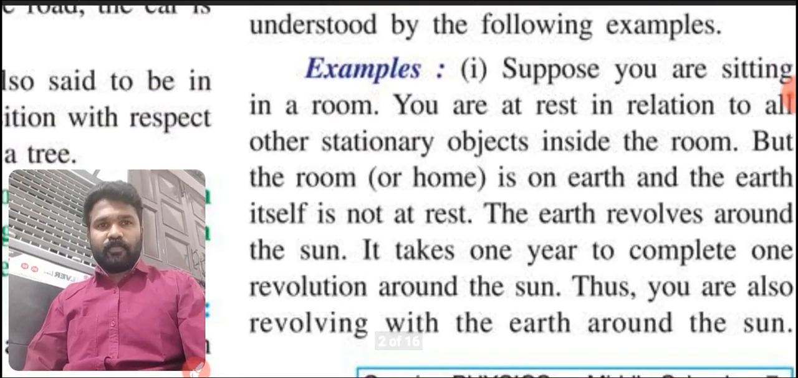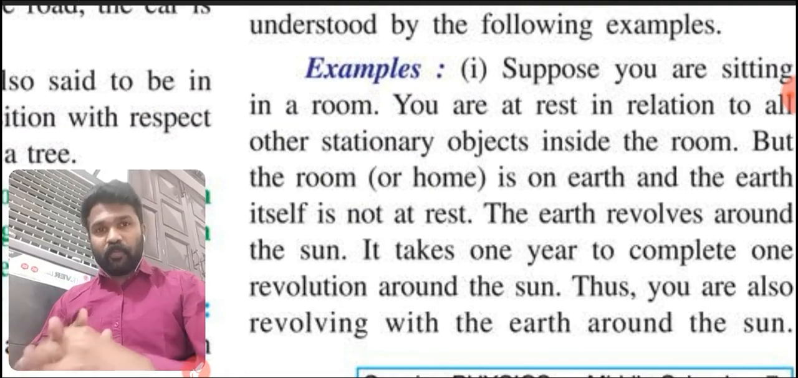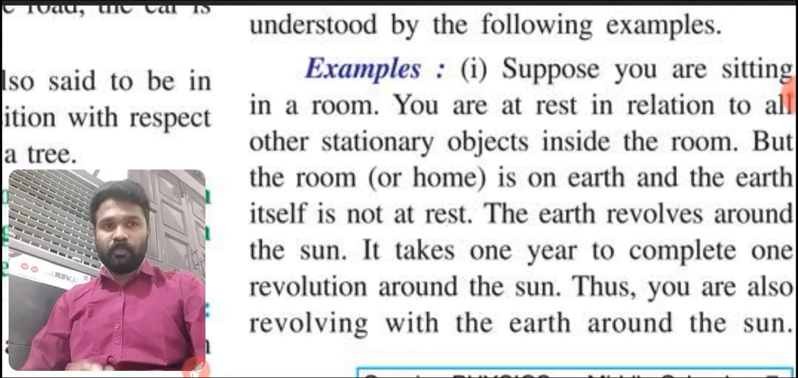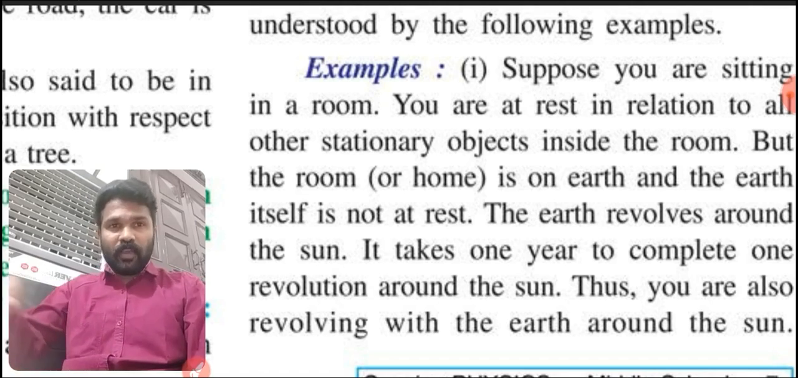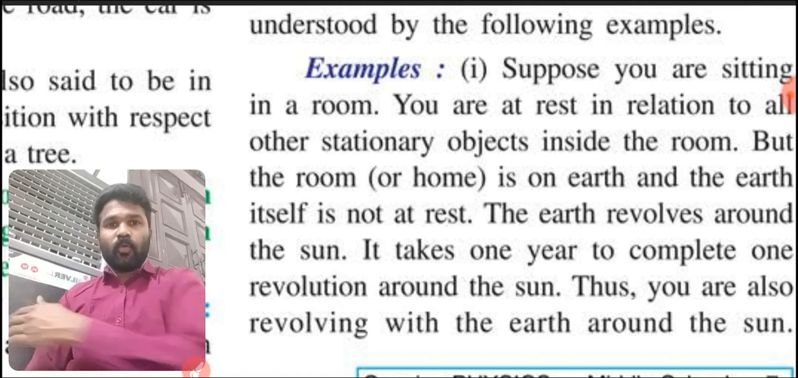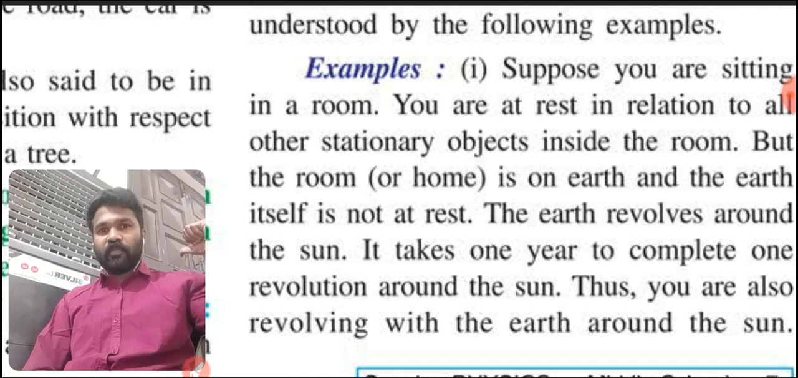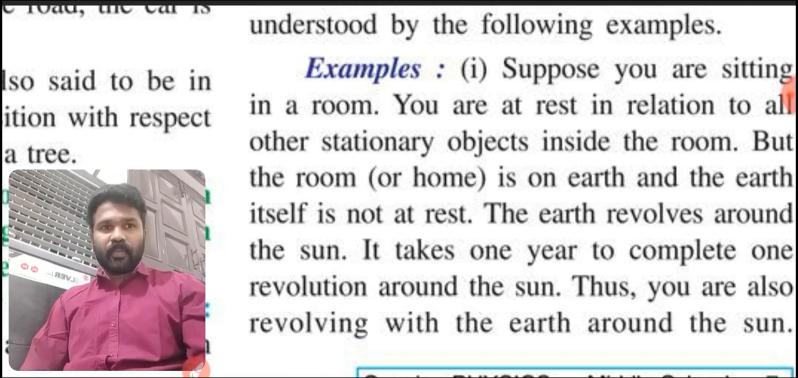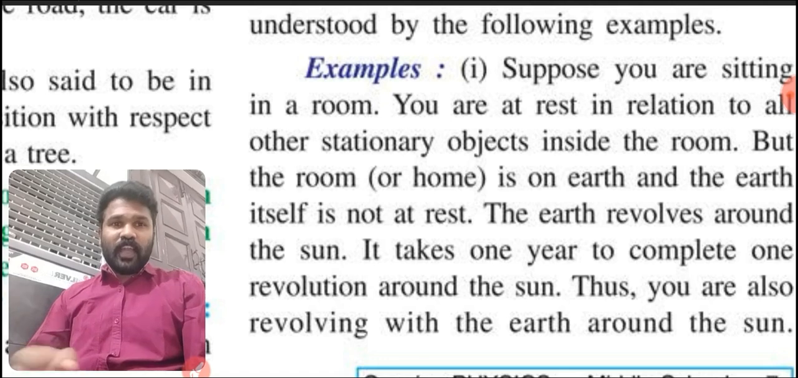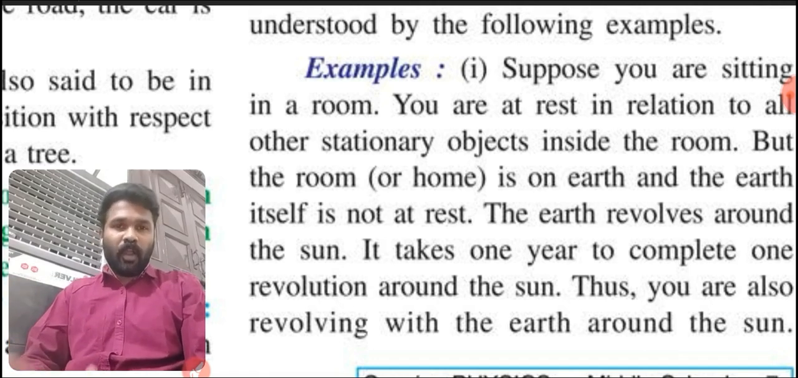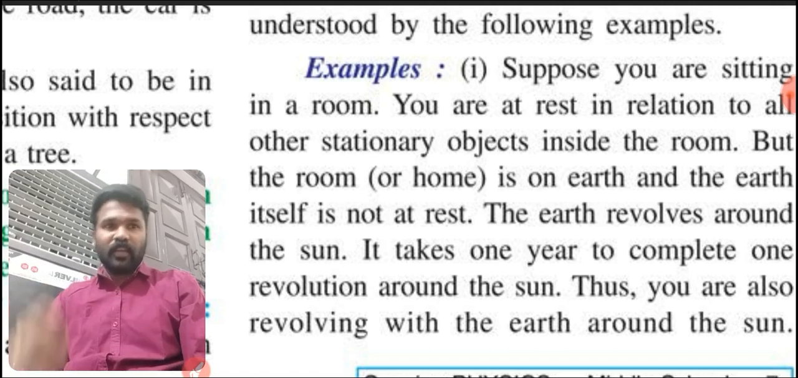Suppose you are sitting in a room. Okay, I am sitting in a room. Maybe you are also sitting in a room. You are at rest in relation to all other stationary objects. In my room, a cooler is there, one almari is there, a bird is here. I am at rest in relation to all other stationary objects inside the room. Maybe these kinds of things are around you also. We are at rest because now you are watching a video. According to your position, many objects are around you. So you are at rest in the room.